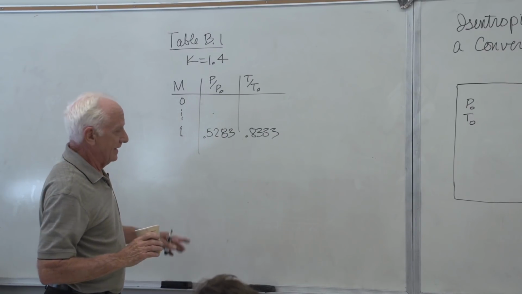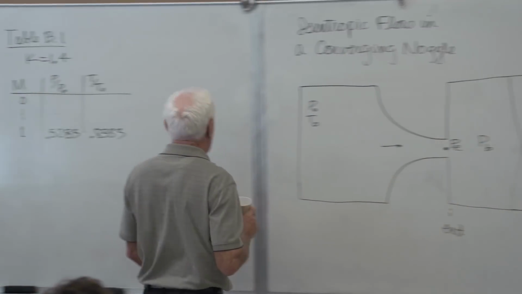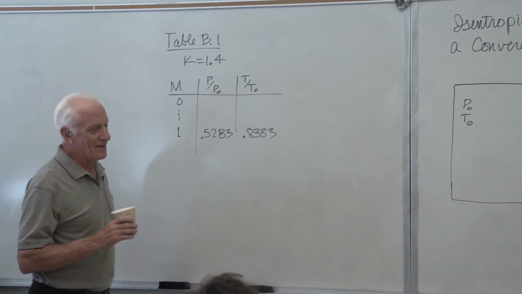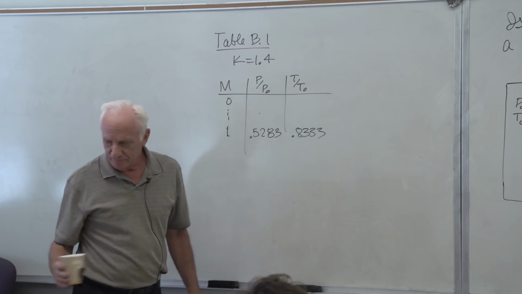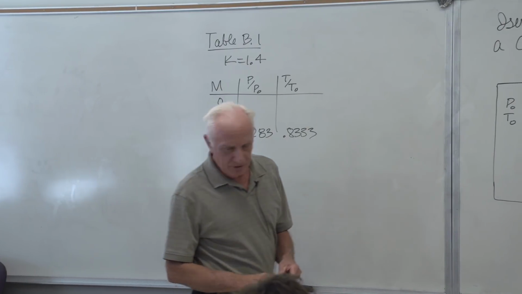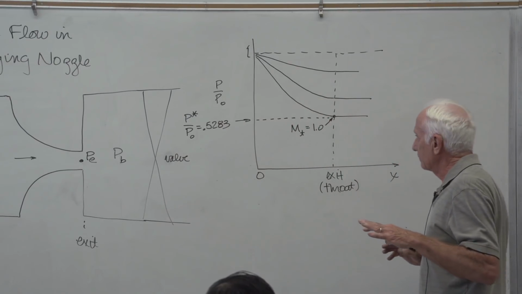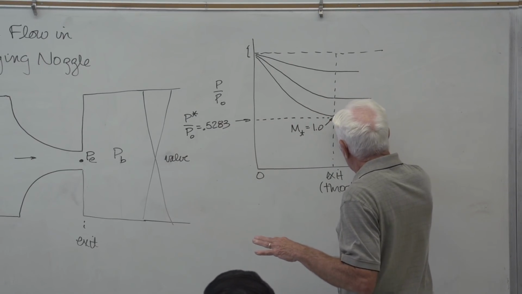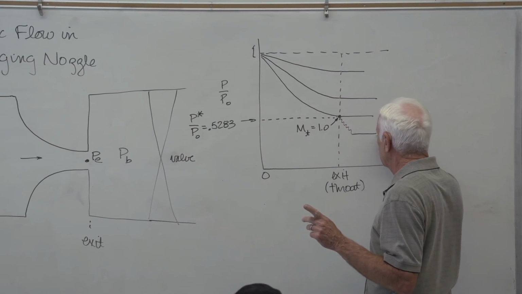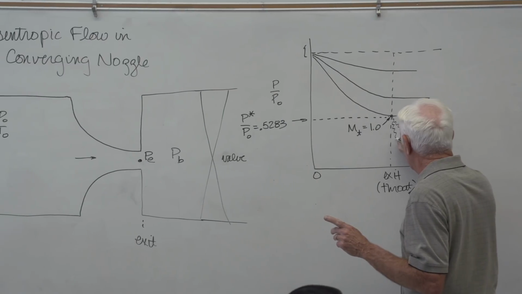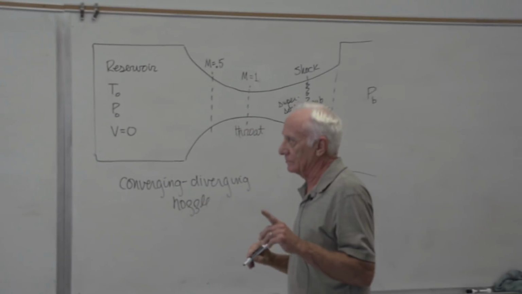If it's not K of 1.4, then that's not the magic number. Use the equations, which I erased, to find that if K is not 1.4. Now I reduce the pressure still more. I open the valve more. I want more flow through. Now I get an expansion wave outside the nozzle. Reduce it still more, I get another expansion wave outside the nozzle. Not in the nozzle, outside the nozzle.